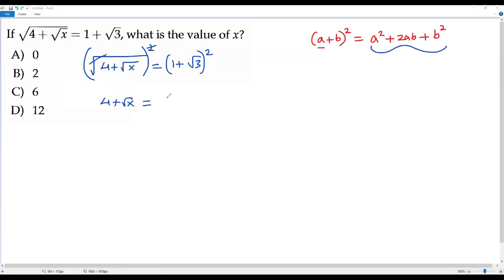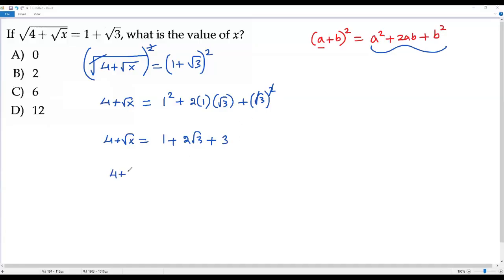Okay, now let me write the expansion over here. In the place of a, we write 1, so we have 1 squared plus 2 times 1 times the square root of 3, and for b squared, we write the square root of 3, the whole squared. And here the square and square root will cancel out. So 4 plus the square root of x equals, the value of 1 squared is just 1, 2 times 1 is 2, 2 times the square root of 3 is 2 times the square root of 3, plus we have 3 over here.